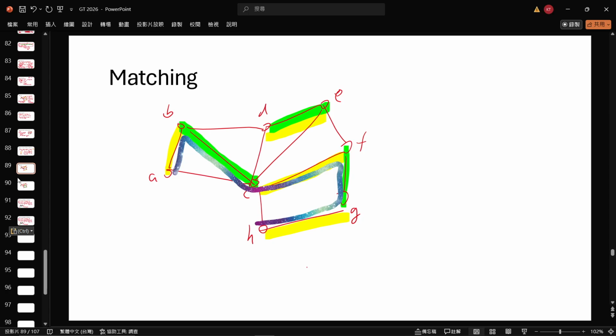And in graph theory, usually we use the phrases saturated and unsaturated. So a vertex V is saturated by M.